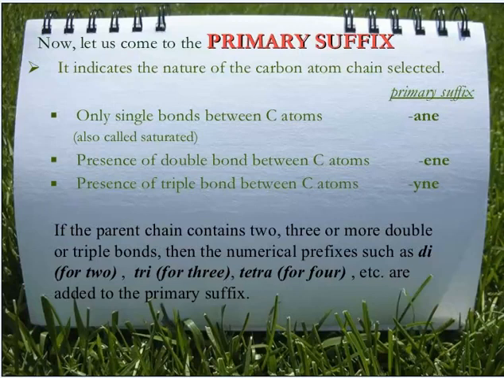If the parent chain contains 2, 3 or more double or triple bonds, then the numerical prefixes such as di for 2, tri for 3, tetra for 4, and so on will be added to the primary suffix.